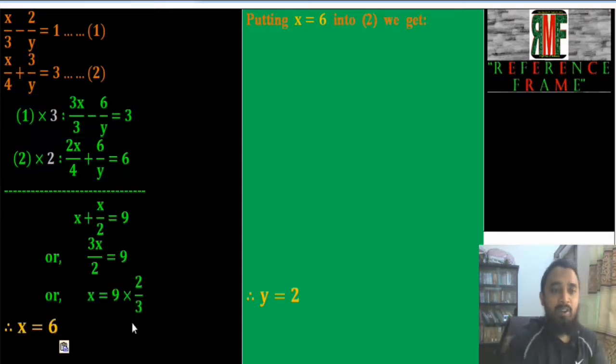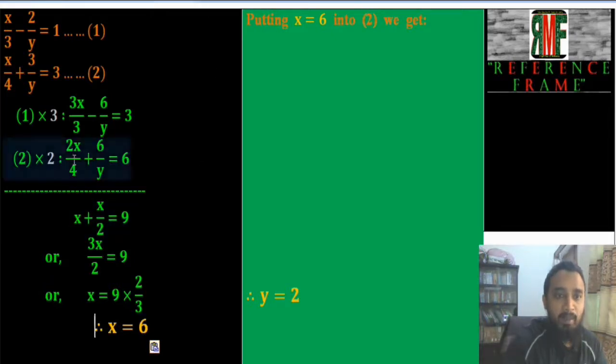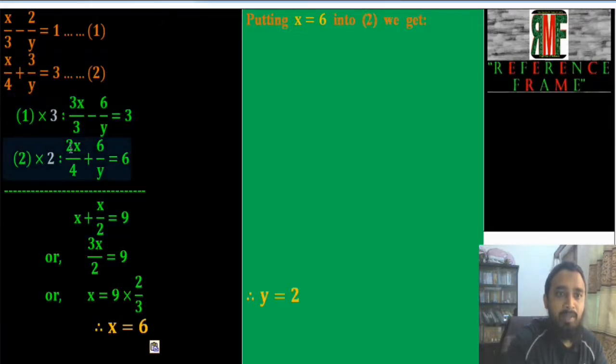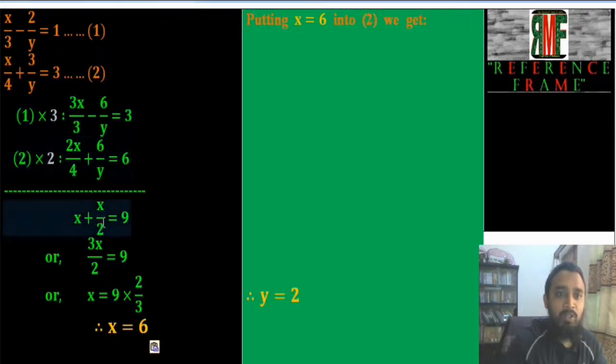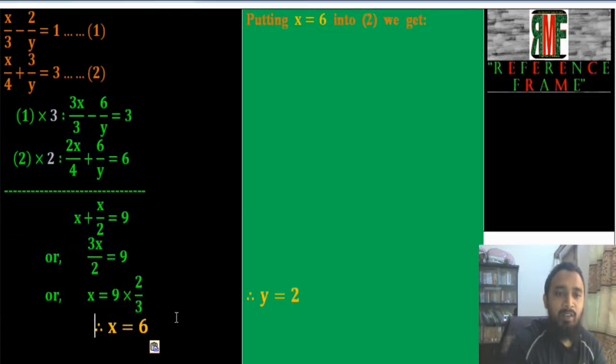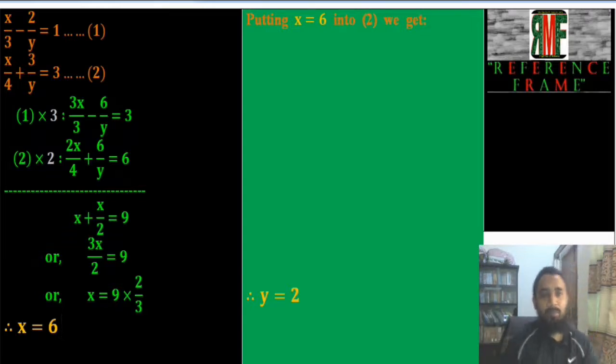By adding them, what are you going to get? We get here 3 and 3 omit each other, so here we have x plus x/2, and the 4 cuts the 2, so x/2 equals 3 plus 6, 9. By solving this one we get the value of x that you can see in this case. x equals 6.